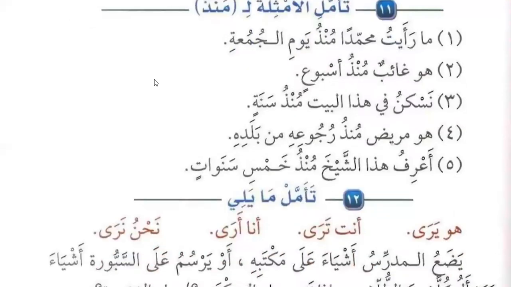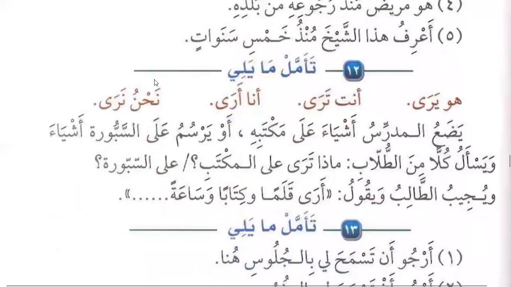So next word will be majrur. Ta'ammal ma yali, observe what is below. Here you will learn the meaning of yara and its isnad. Huwa yara, he sees. Anta tara, you see. Ana ara, I see. Nahnu nara, we see. Then he's asking the teacher to put things on his table and draw on the board and ask his student, what do you see on the table or on the board? And the student should say, ara kalaman, I see a pen, like this.